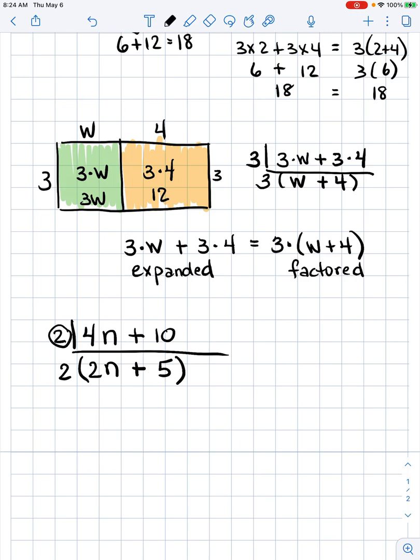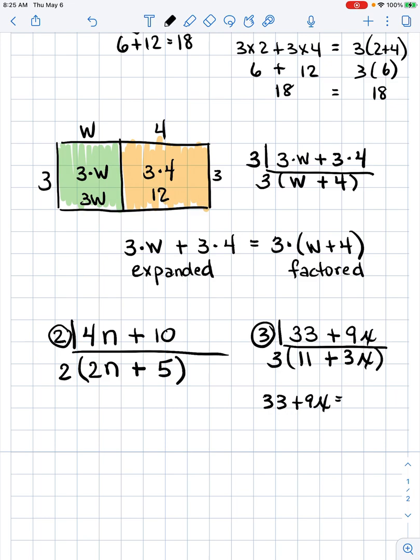Okay, let's do another one. Let's do 33 plus 9x. Okay, well, there's an x only in one term, so they don't have an x in common. But I see that they do have a 3 in common. 3 goes into 33 11 times. 3 goes into 9 3 times. I didn't pull the x out, so it stays. Keep the plus sign. Bring down the factor that we pulled out. Okay, and that shows us that 33 plus 9x is equivalent to 3 times 11 plus 3x.